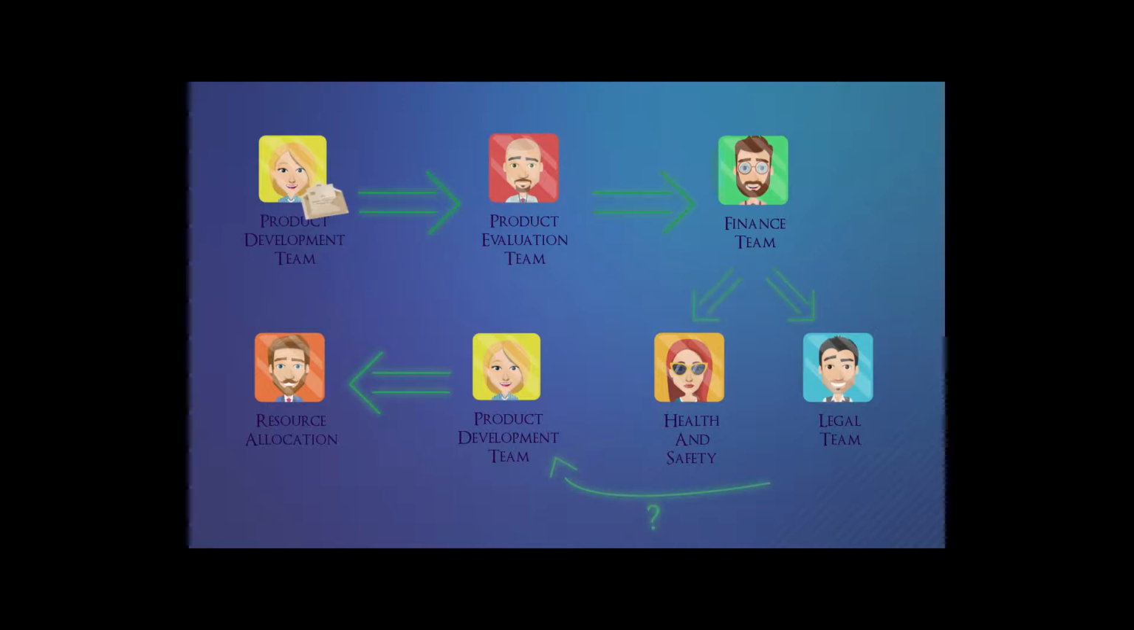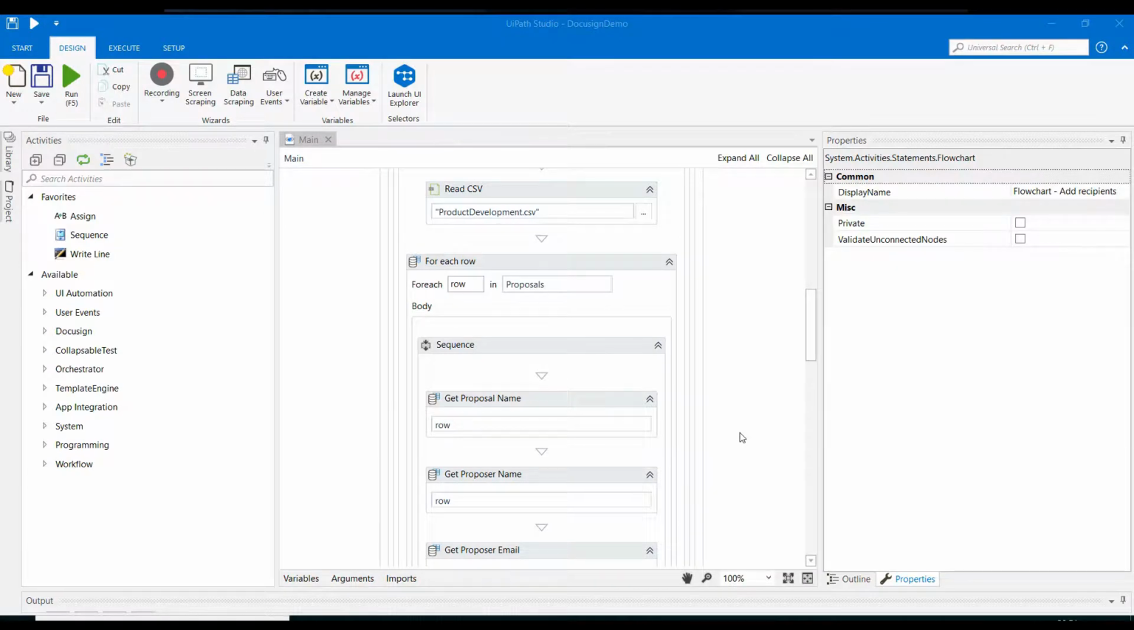So, the product development team starts with their envelope, puts in some information regarding a new product, and then passes it to the evaluation team. They put in some information regarding the viability and pass it to the finance team. Then it goes to both the health and safety and the legal team at the same time, conditionally back to the product development team, and then finally to the resource allocation team for the final sign-off. Let's look at how this works in practice.